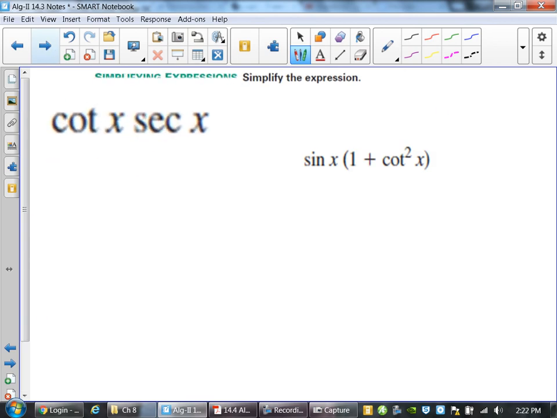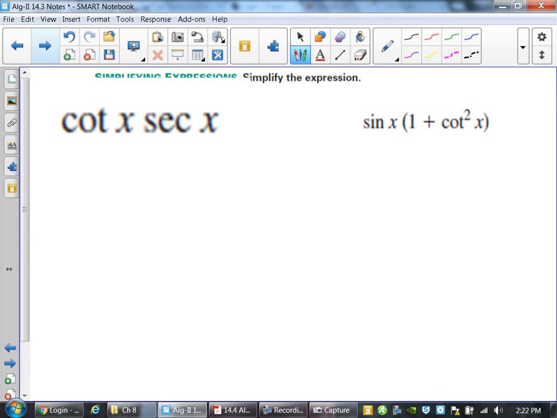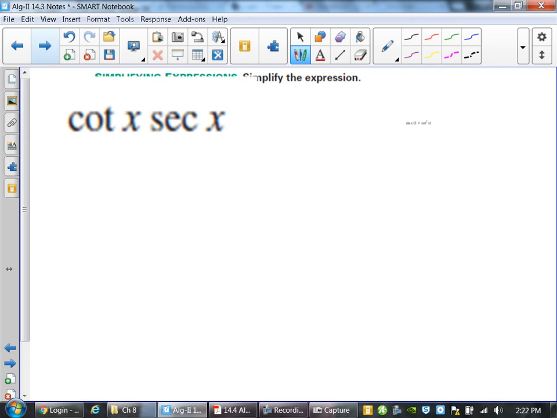Simplify. Cotangent times secant. Again, just write it like this. Cotangent, secant. You want to simplify that. A couple of tricks that I would start to remember. First of all, anytime you're given stuff that are all written out in terms of inverse properties, rewrite them in terms of the reciprocal.